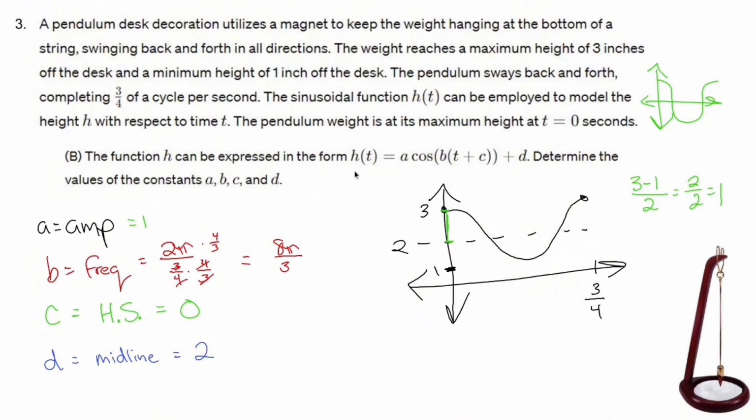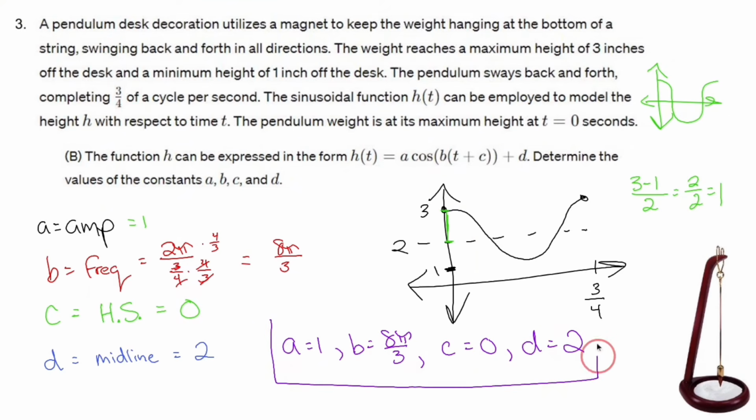So if you're thinking, oh no, let's write out the formula and circle that, don't do that, because they don't want you to write out the formula here. They just want you to figure out what A, B, C, and D are. So let's rewrite those out so they're nice and pretty. A is 1. B is 8 pi over 3. C is 0. D is 2. And that's part B.